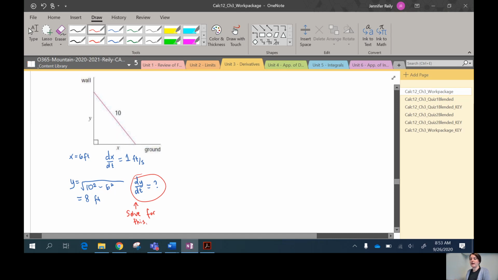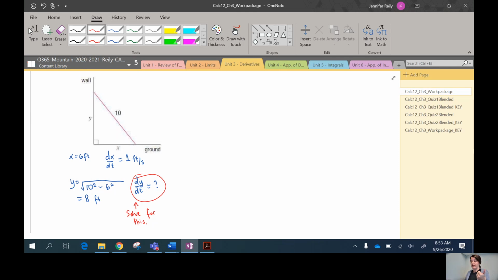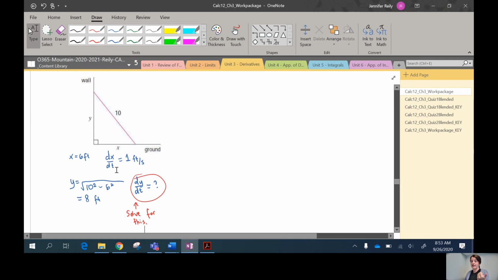Okay, so that's the first step when you are doing related rates. You need to write down all the rates you're given, which was dx/dt in this case, and all the variable lengths or quantities you're given as well. Okay, so I'm just going to label the steps. That was step 1. You always do the same 4 steps when you do a related rates problem. Step 2 is you write down an equation that relates your variables.